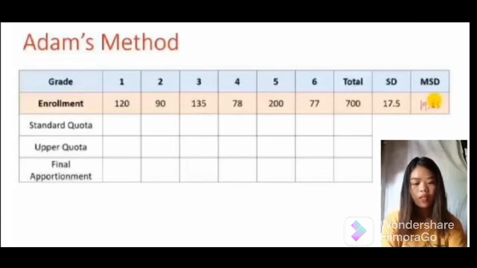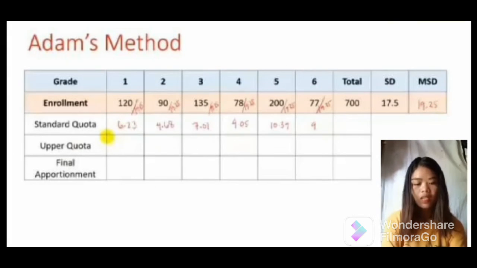Of course, possible na tumama sa 19.24 or 19.23. So, it's up to you to try it. So, ako sa 19.25, I found it very convenient to divide it. 120 divided by 19.25 equals 6.23. 90 divided by 19.25 equals 4.68.